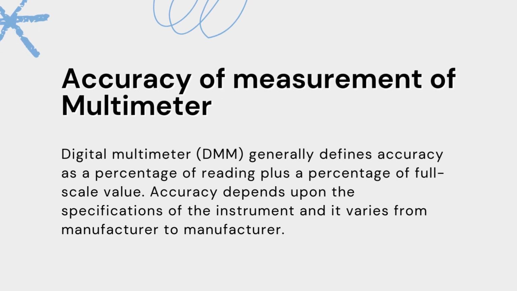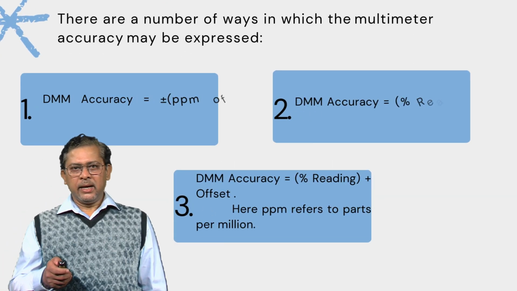Now, coming to the next topic, which is the accuracy of measurement of a multimeter. The digital multimeter generally defines accuracy as a percentage of reading plus a percentage of full scale value. Accuracy depends upon the specifications of the instrument and it varies from manufacturer to manufacturer. There are a number of ways in which the multimeter accuracy may be expressed.